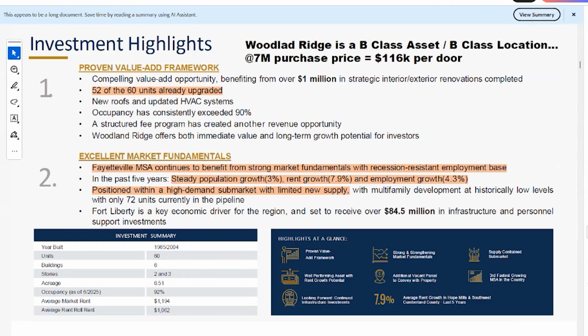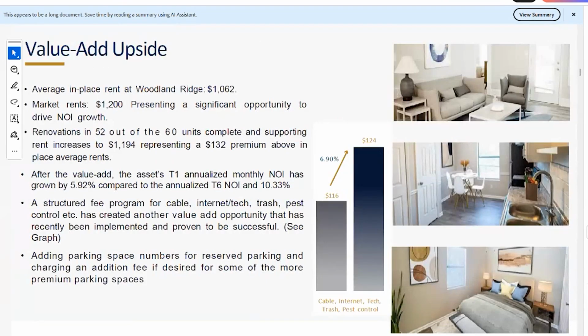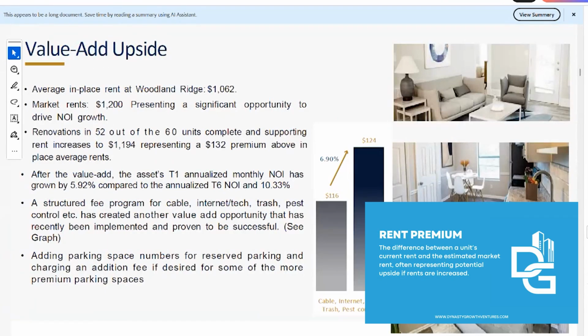Updated HVAC and new roof. Roofs can be very expensive, so good to know that the roof has been updated. Let's see. Now we're just looking for stuff about the property itself. Average in-place rent, average market rent. So there's a decent premium available to add, like I said, potentially close to $1 million in value if we could get all our units to market rent.